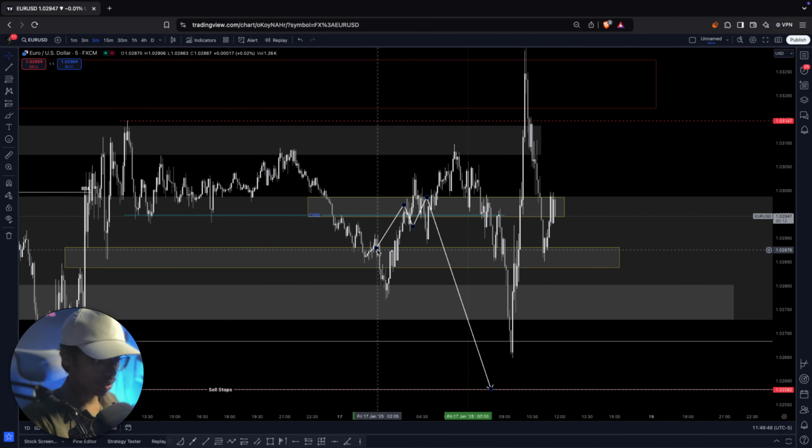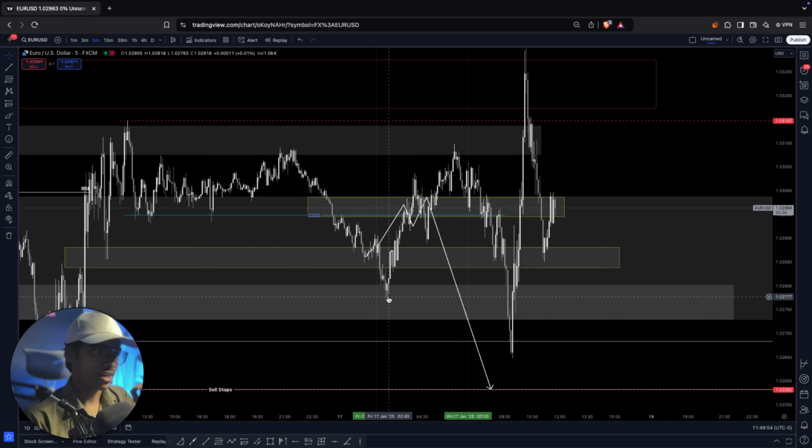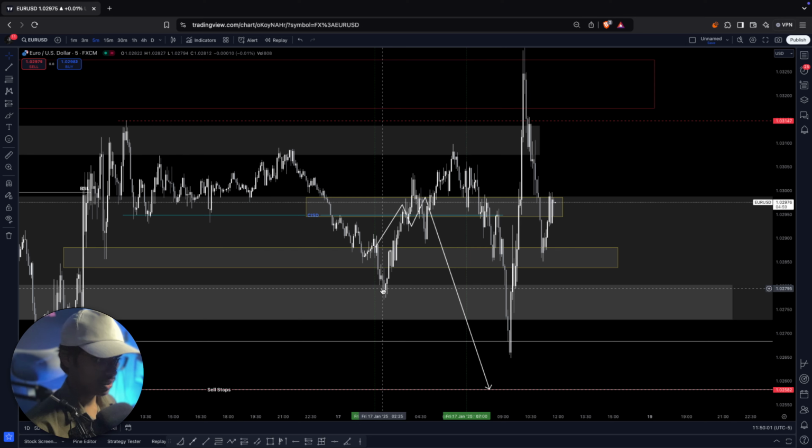Before the London session started, it had started rallying downwards. It means that before the market goes up, it will start rallying downwards, and that's what it did. Here we can see the market started rallying upwards. So I don't think we can form any trade in here.